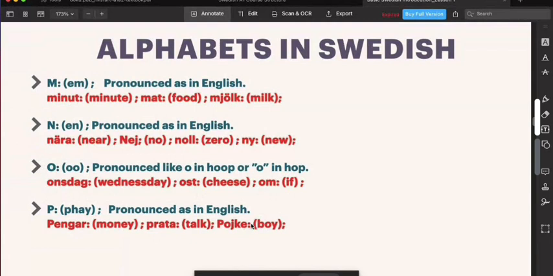And the next one is Q. We have only one here. Ringa, that is also a verb. Ringa familjen means I call my family. Rätt, correct. And next is rik, rich.